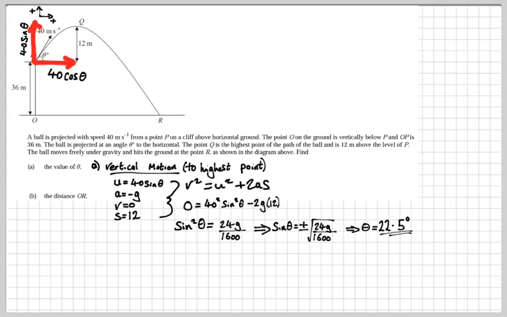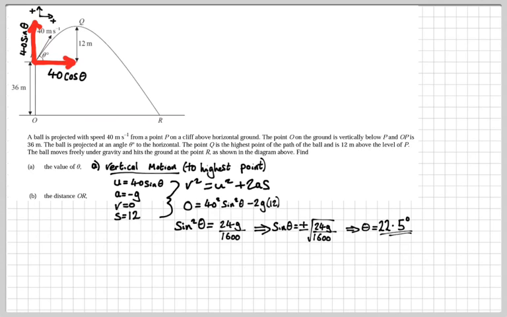Now the next job is to find the distance OR. Now for the horizontal aspect of the motion we're essentially just going to be using s equals ut plus a half at squared, but of course the acceleration is 0 in the horizontal sense, so I'm just going to be using s equals ut. Now s is what I need to find, that's the distance OR.